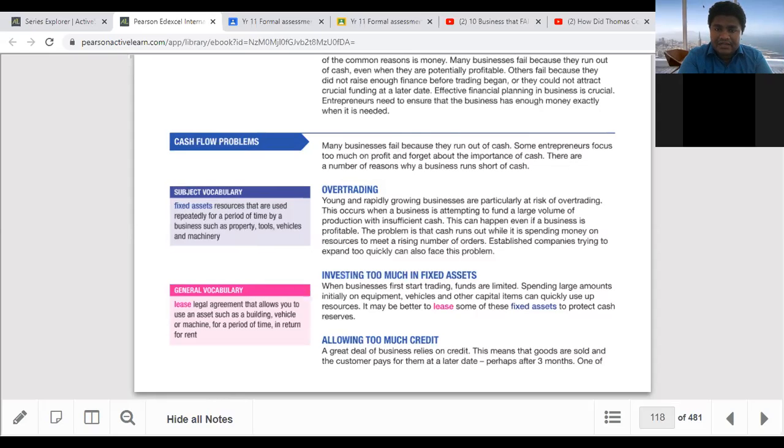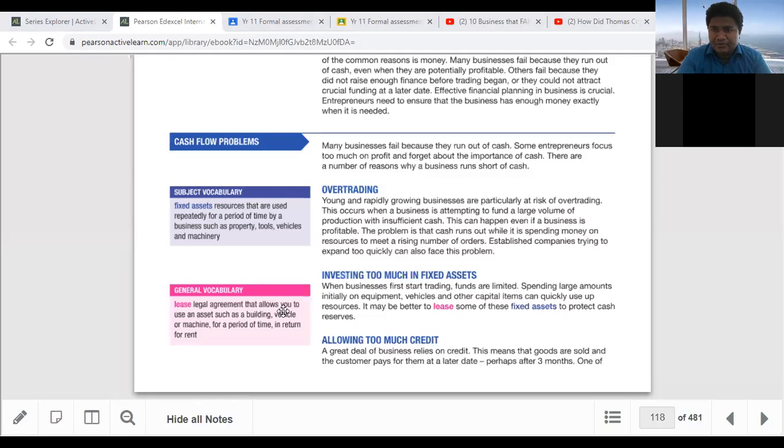So basically, a lot of organizations right now are having some problem with overtrading: spending more money on resources to meet the rising number of orders. Established companies trying to expand too quickly can also face this problem. So overtrading means a rising number of orders, and as a result you try to increase the number of resources, but sometimes with stockpiling it cannot be worked out, and investing too much in fixed assets. You can see some organizations have invested too much in fixed assets.